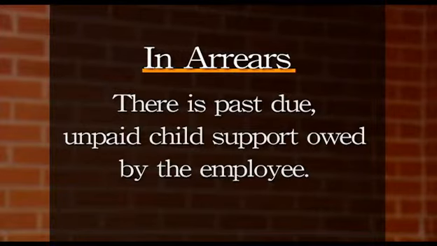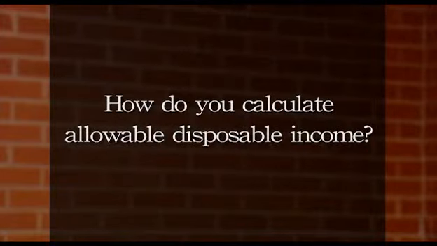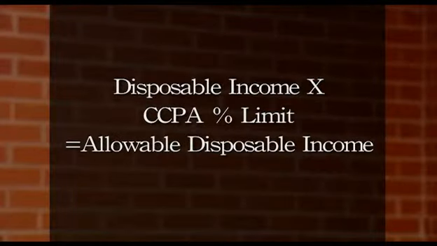Let's answer this question. How do you calculate allowable disposable income? The CCPA limits are used to calculate allowable disposable income. Allowable disposable income is the maximum that can be taken out of the employee's paycheck for the purposes of paying child support. Here's the formula for finding allowable disposable income. Disposable income multiplied by the CCPA percent limit equals allowable disposable income.